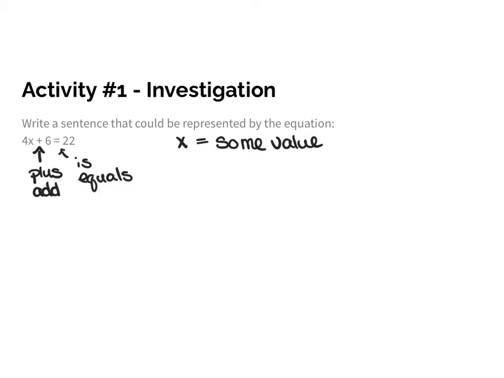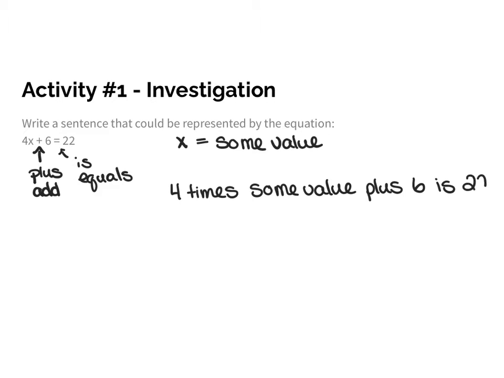So then when we write the sentence, 4x is 4 times x. So we would say 4 times some number or some value plus 6 is 22. So we have a nice little English sentence that also is representative of our mathematical equation that we have.